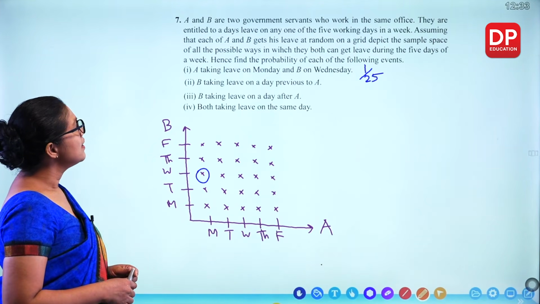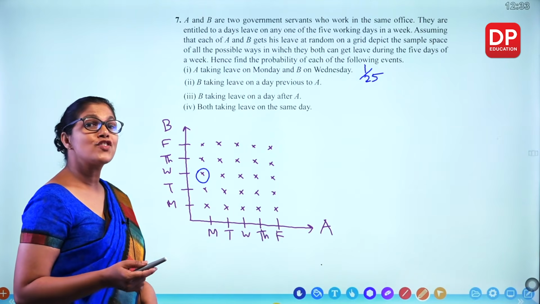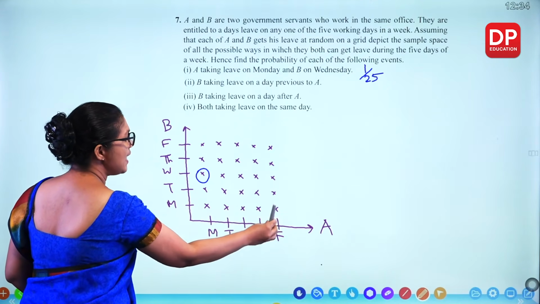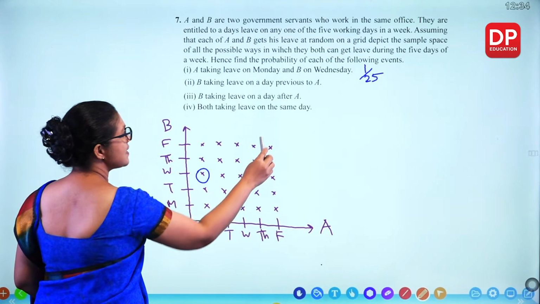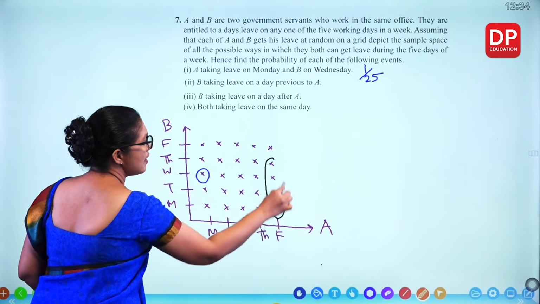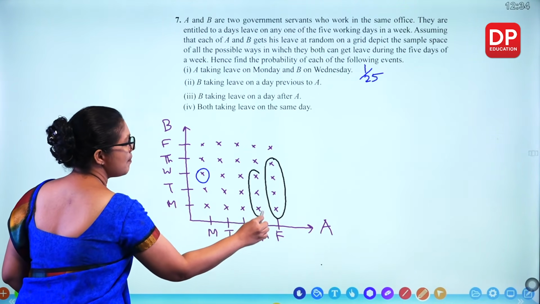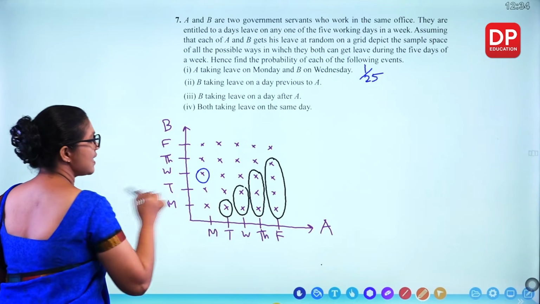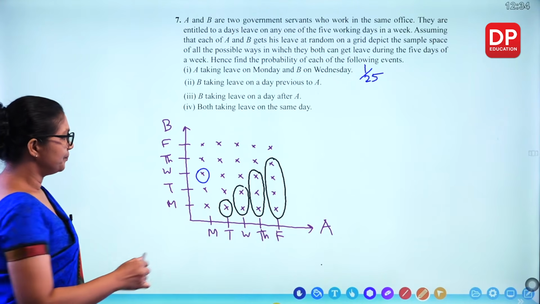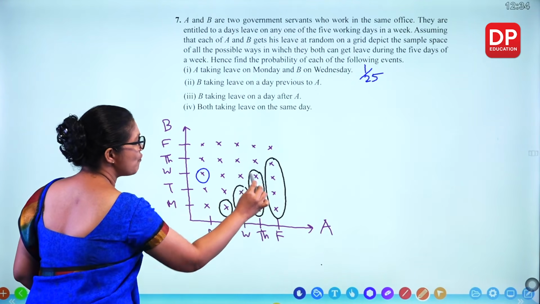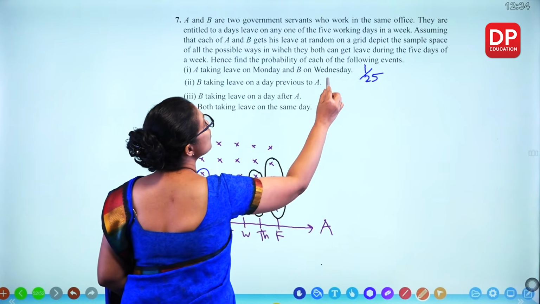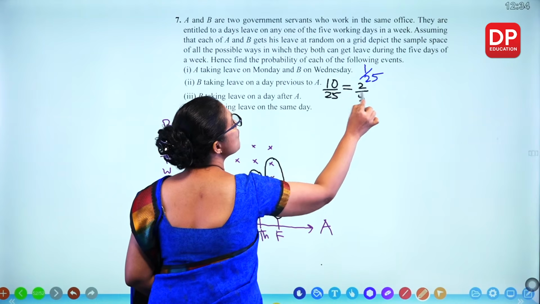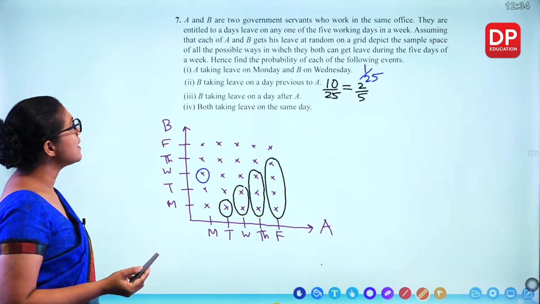Second part, B taking leave on a day previous to A. So if it's Friday, B takes all the other days except Friday. So this part. If it's Thursday, previous days. Wednesday, you get these 2, and if it's Tuesday, he gets leave on Monday. So altogether, how many outcomes? 1, 2, 3, 4, 5, 6, 7, 8, 9, 10. So 10/25. Simplify this. 5 times 2, 5 times 5. 2/5.